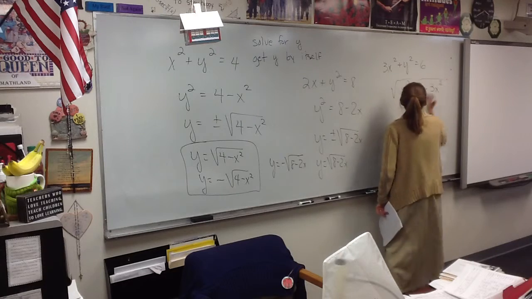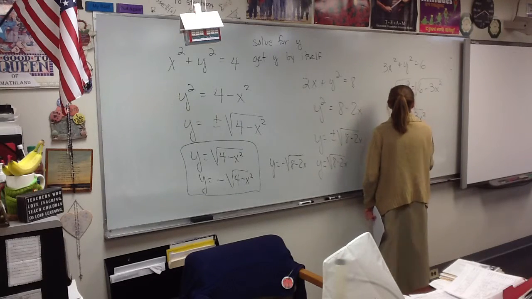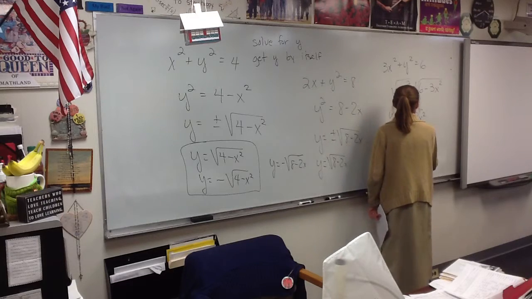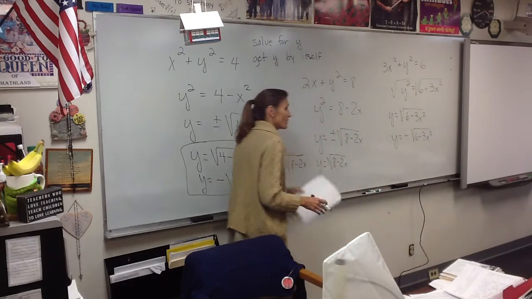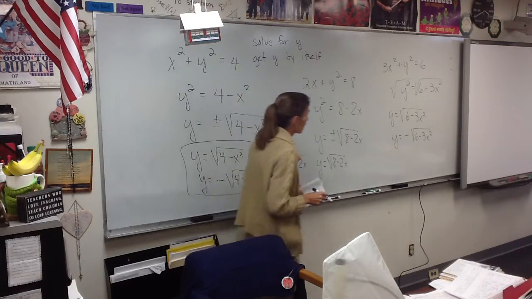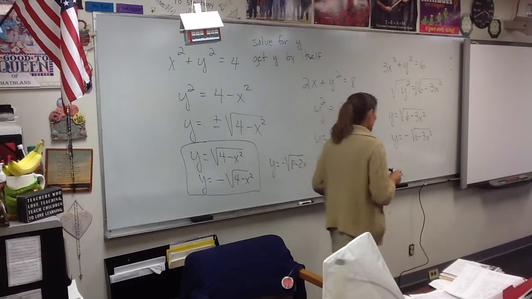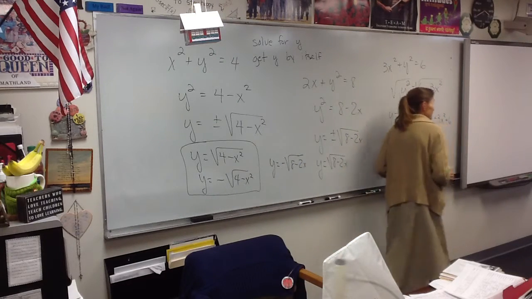Square root both sides. So y equals the square root of 6 minus 3x squared, or negative the square root of 6 minus 3x squared. Yes, Erica. Can you write it the opposite way, so it's like negative 3x squared plus 6? Yes, as long as you have negative 3x squared plus 6, that would be absolutely fine.